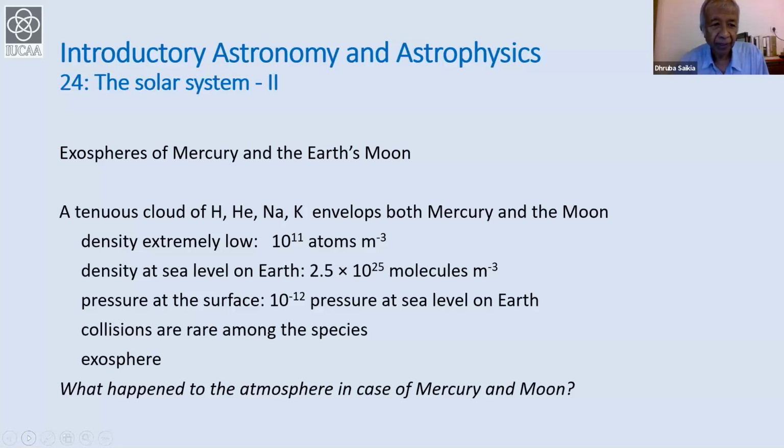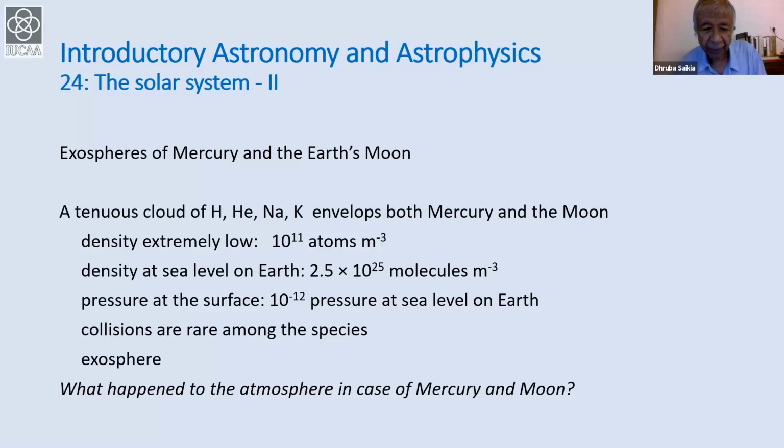And if you look at Mercury, there's hardly an atmosphere. There are exospheres of Mercury and the Earth's moon, a very, very tenuous cloud of hydrogen and helium envelops both Mercury and the moon. Density is extremely low. You can see the density at sea level on Earth is about 10 to the power of 25 molecules per meter cubed, whereas on the exospheres or surface of Mercury and the moon, it's 14 orders of magnitude lower. And even the pressures are extremely low. Collisions are rare among these species. And so there is hardly any atmosphere over there at all.